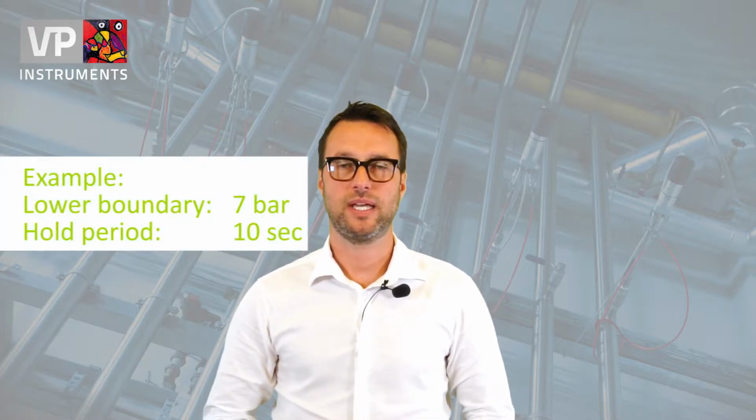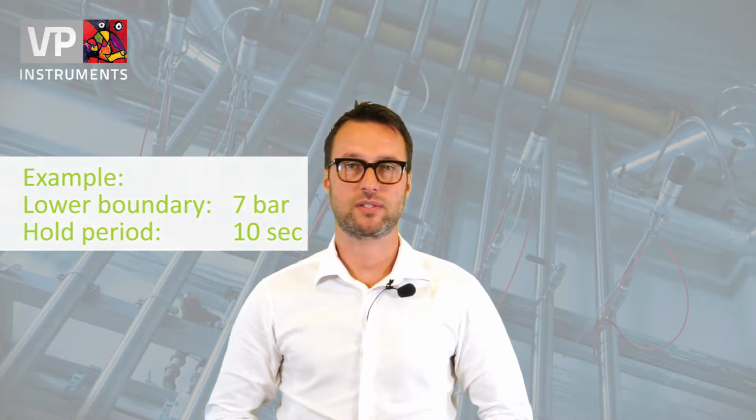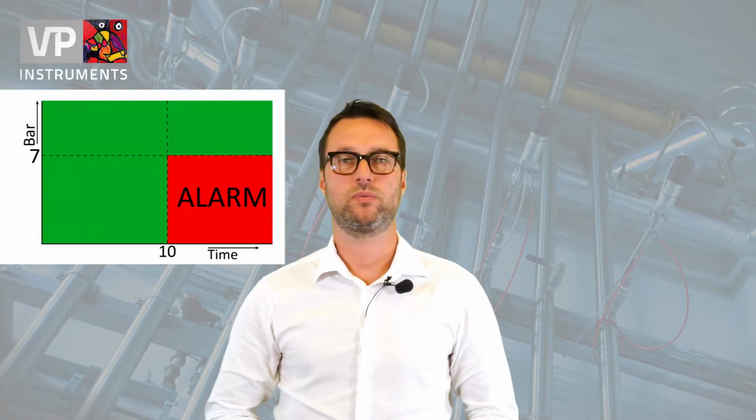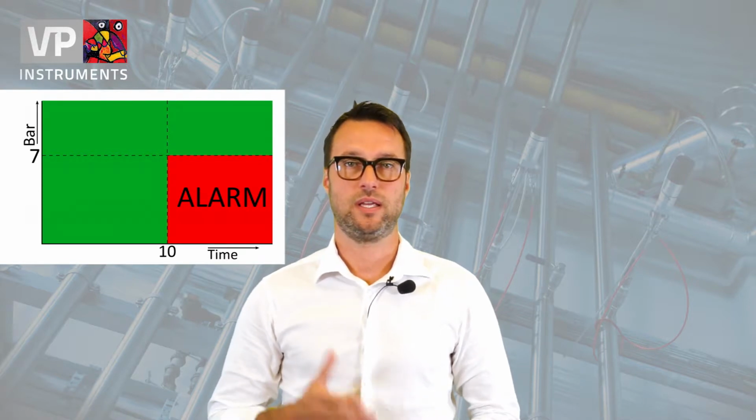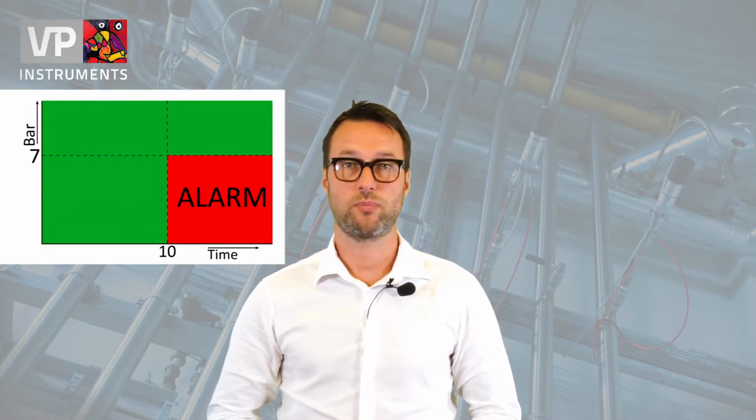Please note that when you set an alarm, it is also important to set a hold period. The hold period is the time span in which the alarm conditions have to occur before an alarm is actually triggered. Let's take an example of setting a lower boundary. I set the boundary at 7 bar and I set my hold period to 10 seconds. Now, in case my measured value drops below 7 bar for a period of 9 seconds, no alarm is given. If my measured value drops below 7 bar for a period of 10 seconds, then an alarm is given. It's that easy. Now, let's take a look at the transmitter and how to set the alarm.